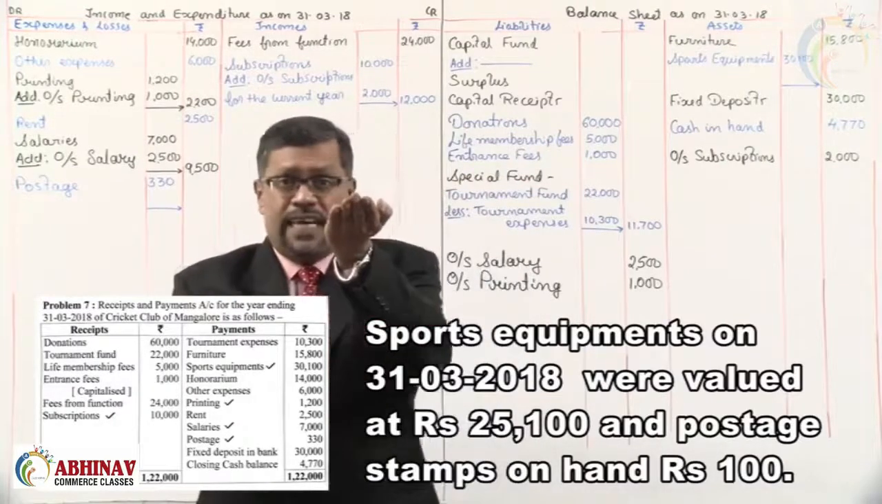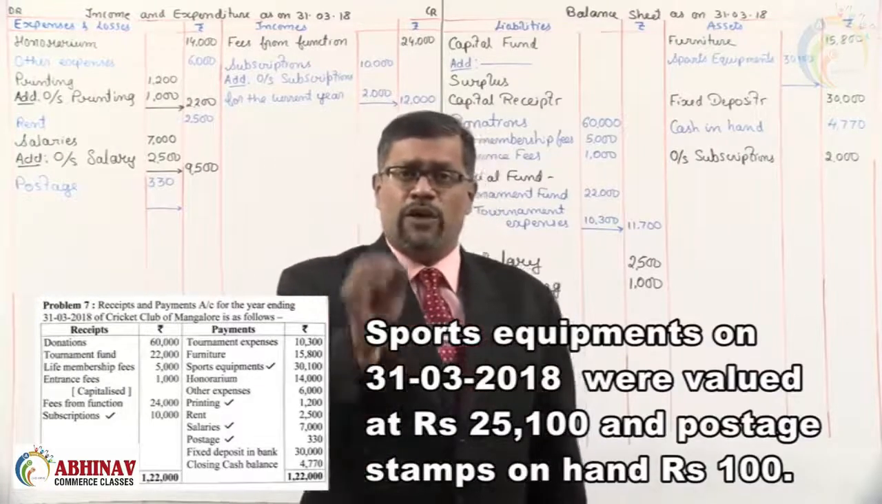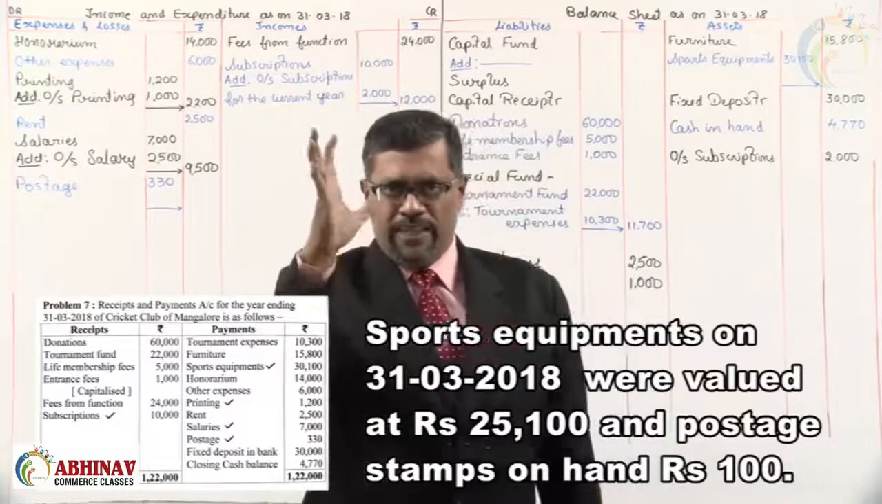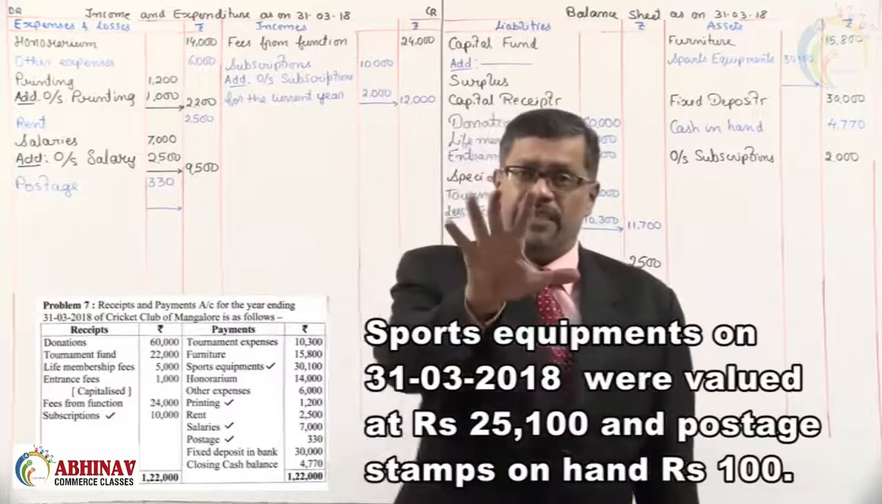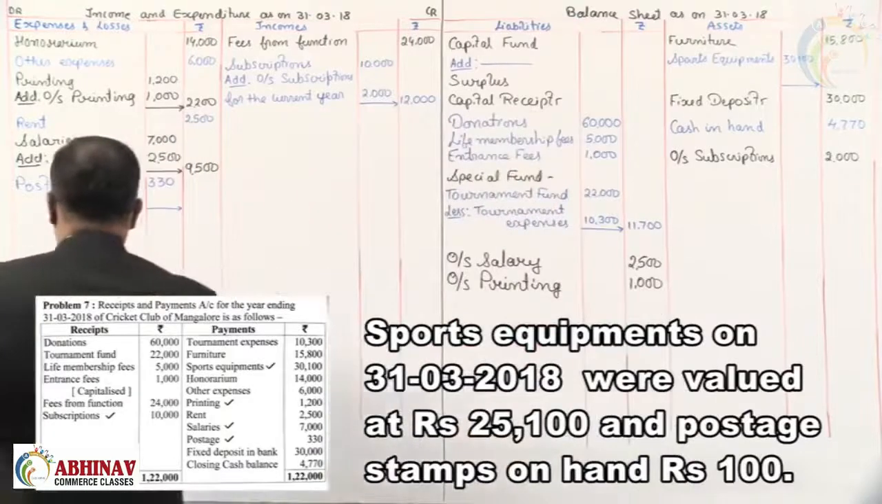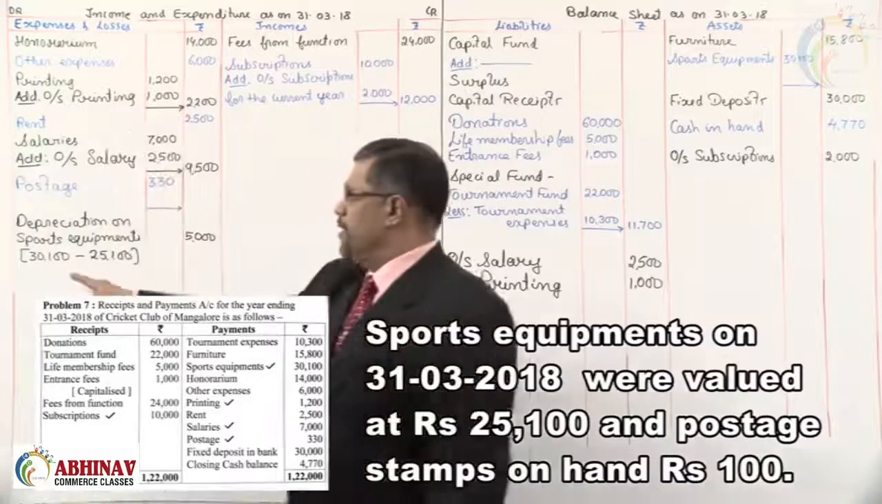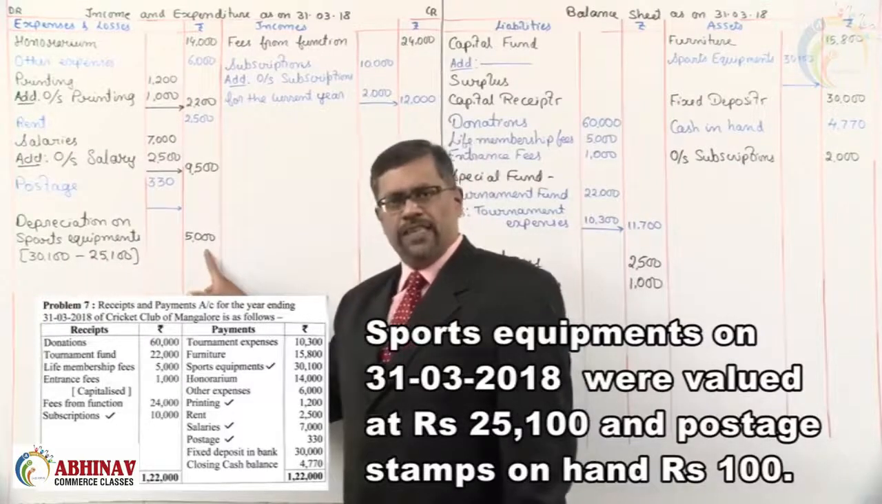The value of asset has decreased. The value of asset decreases only because of depreciation. It decreases by how much? 5,000. That means on sports equipment for the year, depreciation is 5,000. Let us record the depreciation. Depreciation is a loss. Depreciation on sports equipment: opening value minus closing value. How much is depreciation? 5,000.